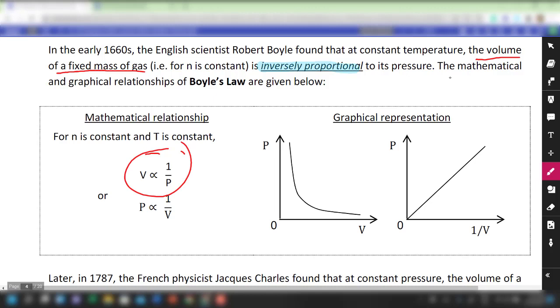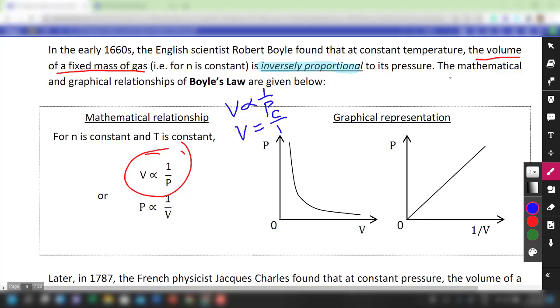Mathematically we write it as volume inversely proportional to pressure, or you can just switch them over. If you recall from your mathematics, there is also a proportionality constant which you can introduce. So if volume is inversely proportional to pressure, then volume equals a constant C over P. C is a constant, which is a real number.